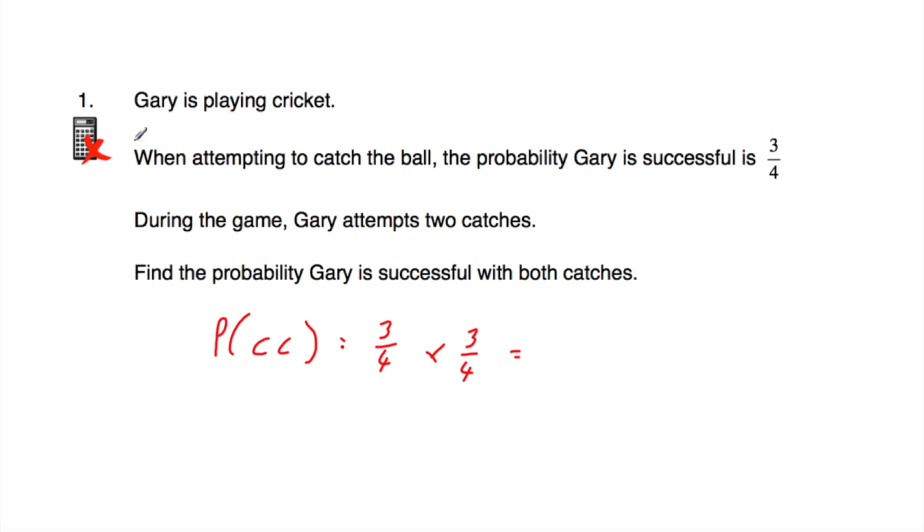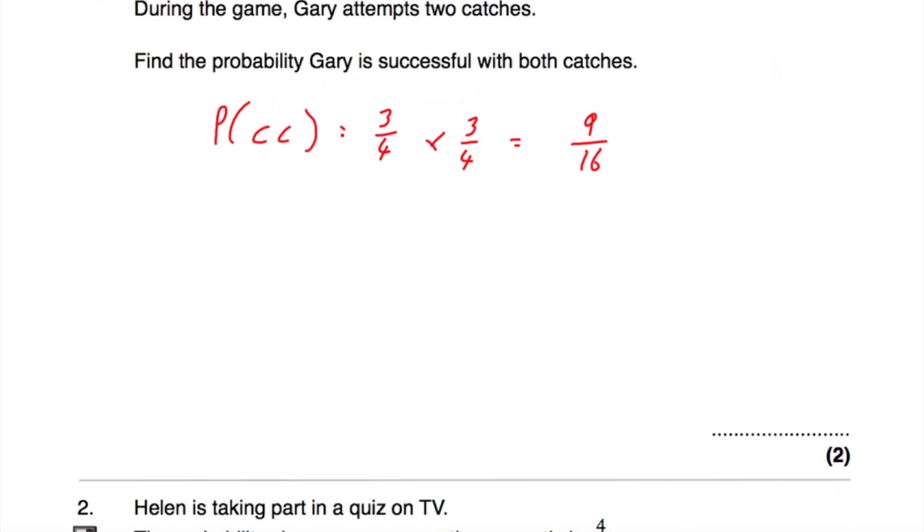So this is a non-calculator question. To multiply fractions, we multiply the numerators: 3 times 3 is equal to 9, and then 4 times 4 is equal to 16. So the probability that Gary is successful with both of these catches is 9/16. So the answer is 9/16. And that's it. Okay, let's look at our next question, question number 2.